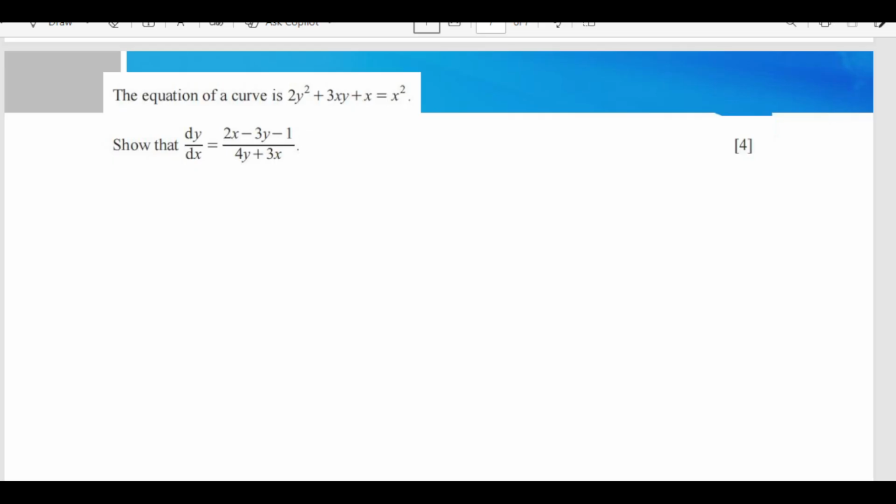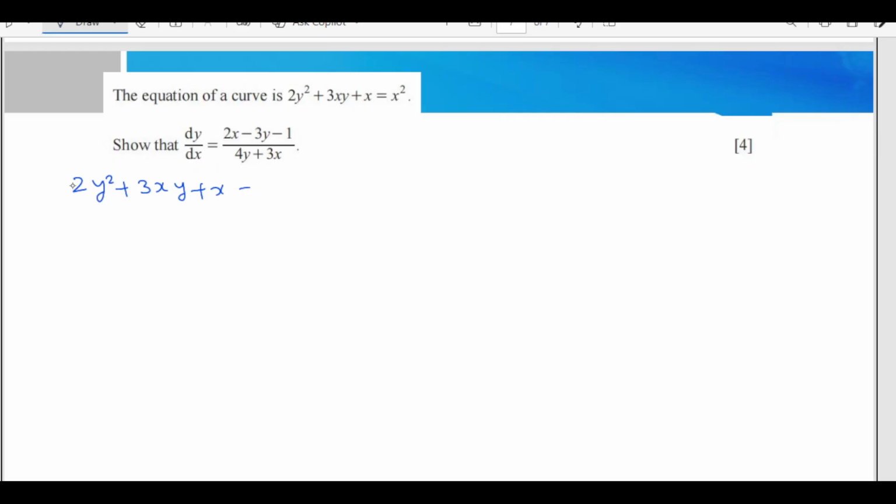And today's question is from differentiation. The equation of the curve is 2y squared plus 3xy plus x equals x squared. Show that dy over dx is this one. So we will take the equation, 2y squared plus 3xy plus x equals x squared. Now differentiate with respect to x, right?